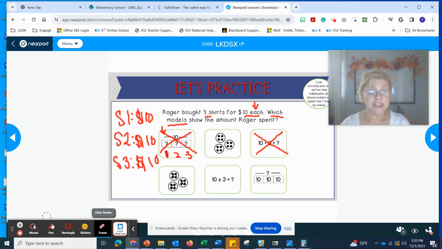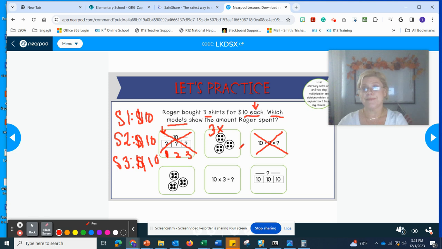What this model is showing is 3 circles, and how many dots are in each circle? Right, 4. So this model is showing 3 times 4. That's not what we want to find. We have 3 shirts, and how much is each shirt worth? $10. So it's 3 times 10.